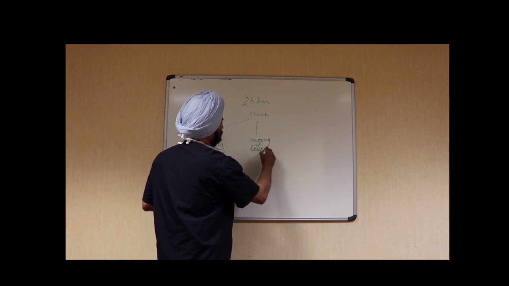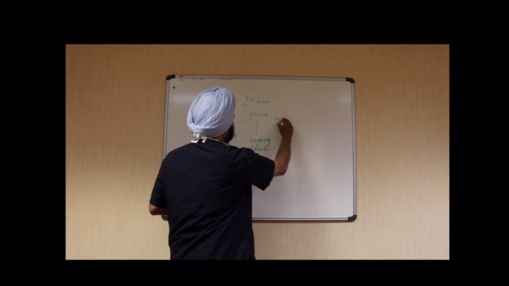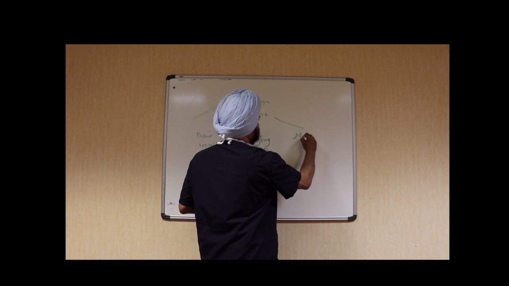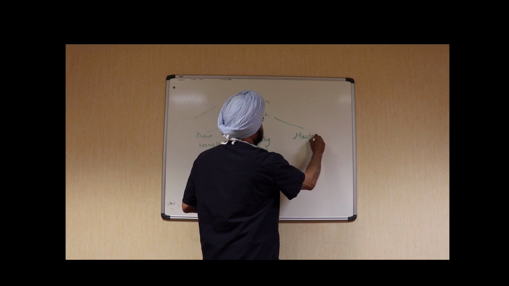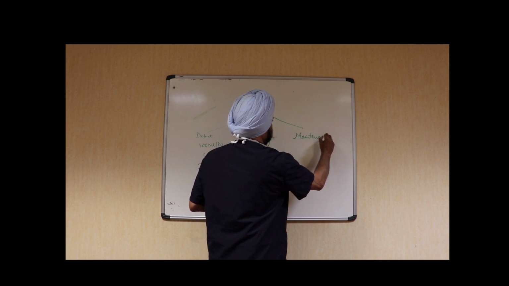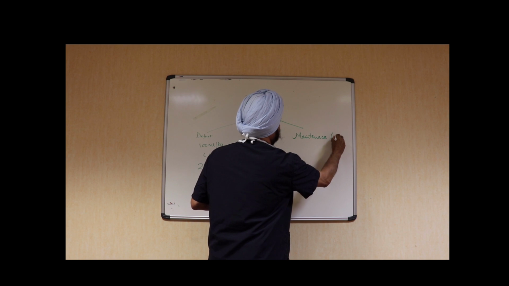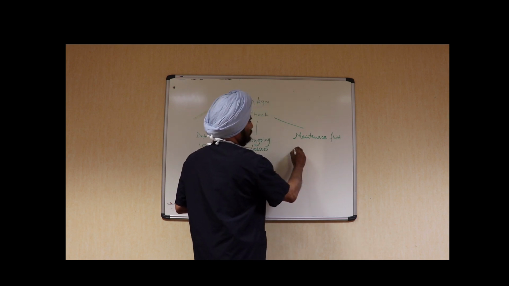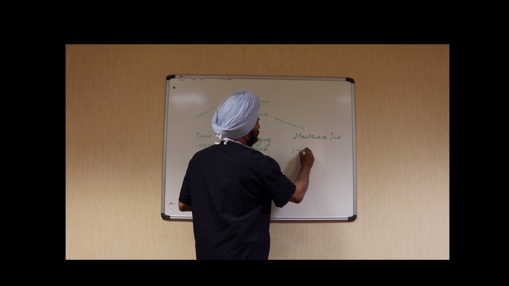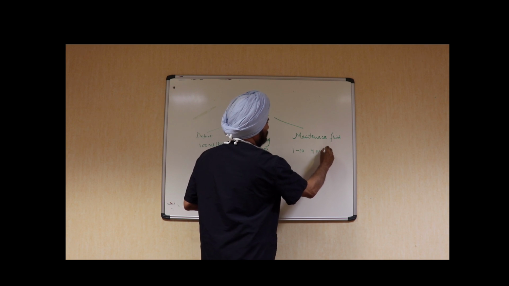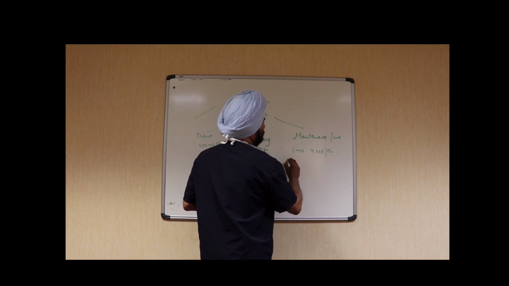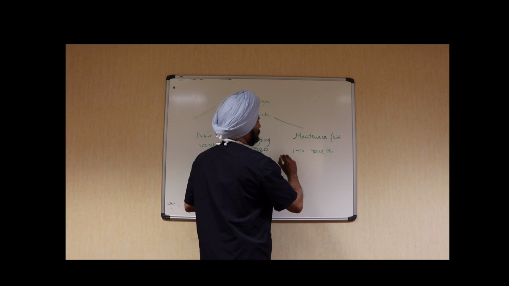And here the calculation is simple, mil by mil. And the third category here is the maintenance fluid. So the maintenance fluid, we talked about that, will be for the first 10 kilogram, 4 mils per hour, which is 40 mils per hour, sorry.